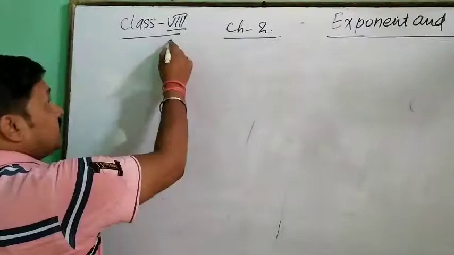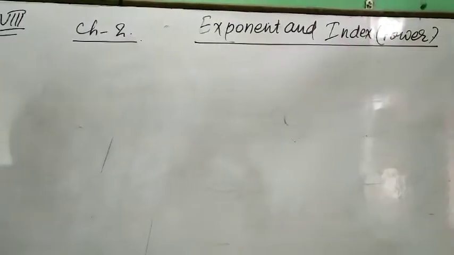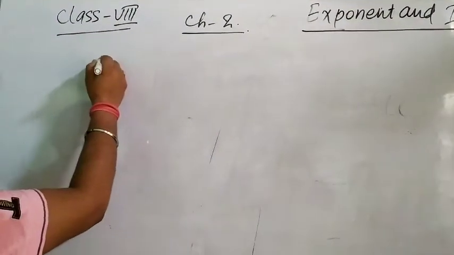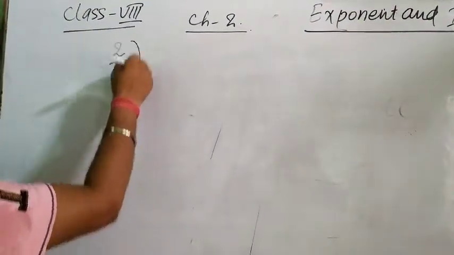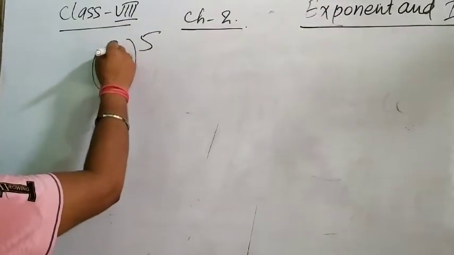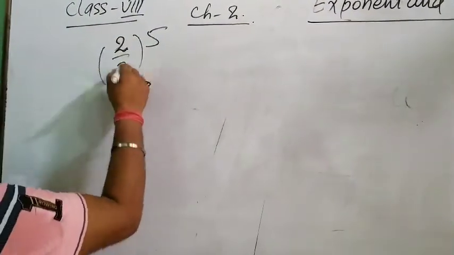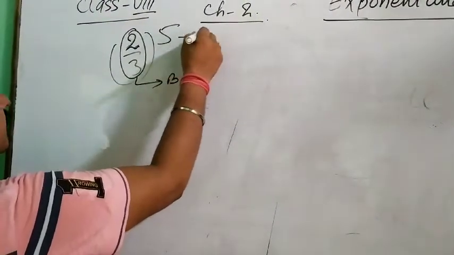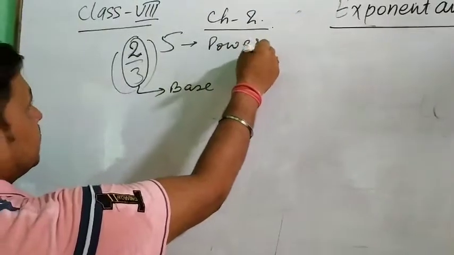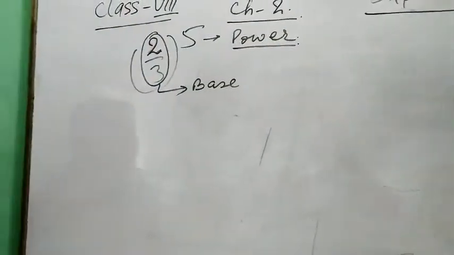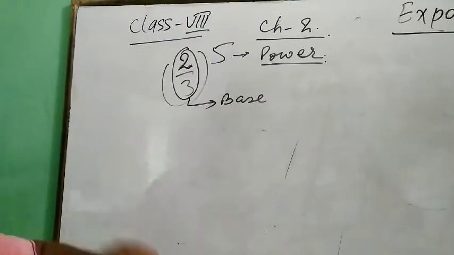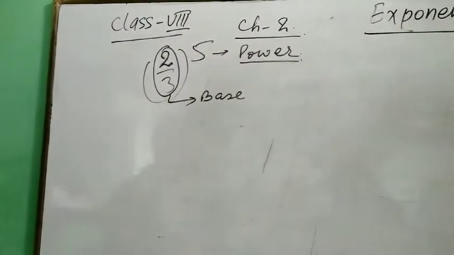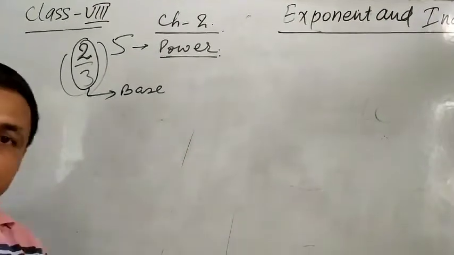Today I am explaining class 8 chapter 2, exponent and index, that is called power. For example, 3 to the power 5: this is called the base and this is the power. So you understand what is called the base and what is called the power. Now I will write up some formulas of exponent and index and explain them also.